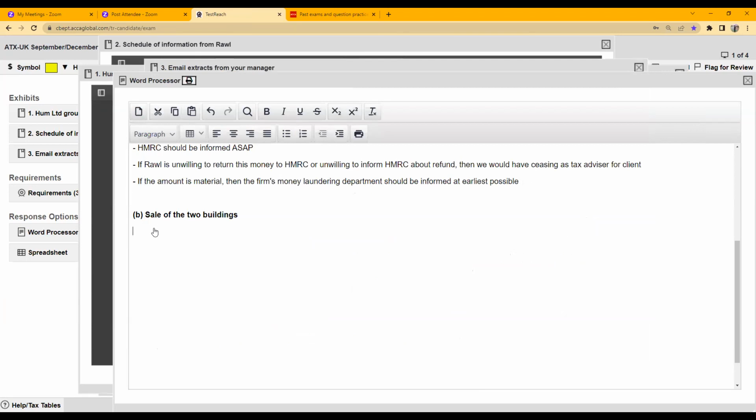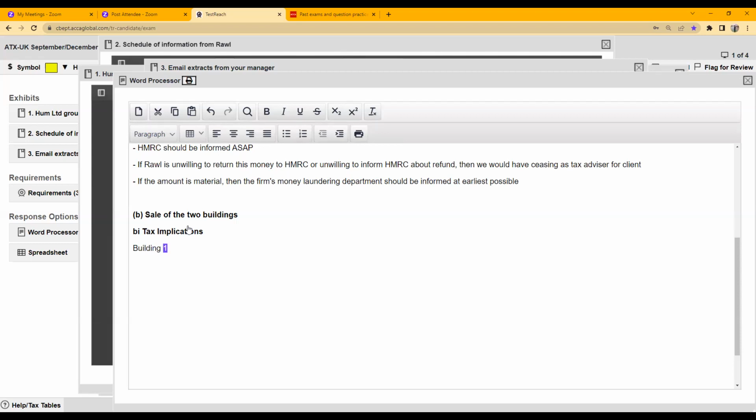Stopping my part B1. Part B1. In part B1, we are going to explain the tax implications for both the buildings. Let me mark the heading first. Then in each heading, we shall be doing the solution.